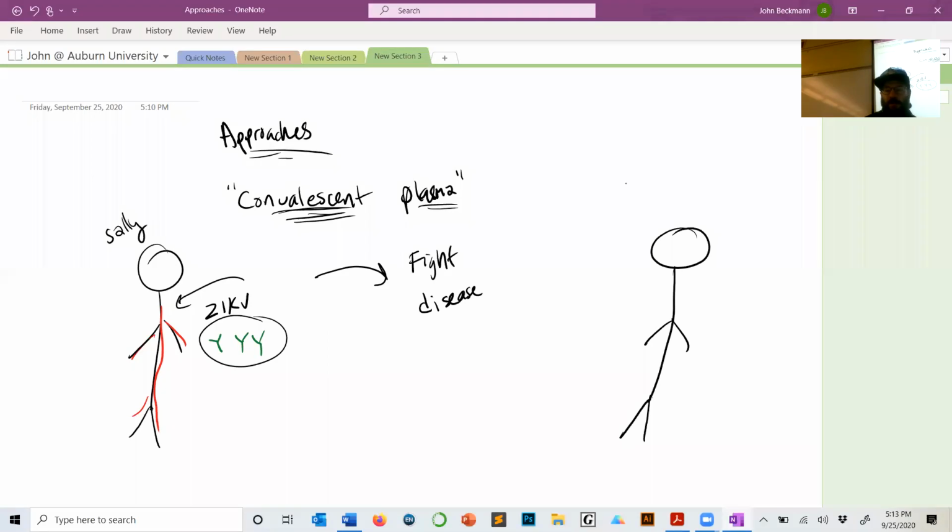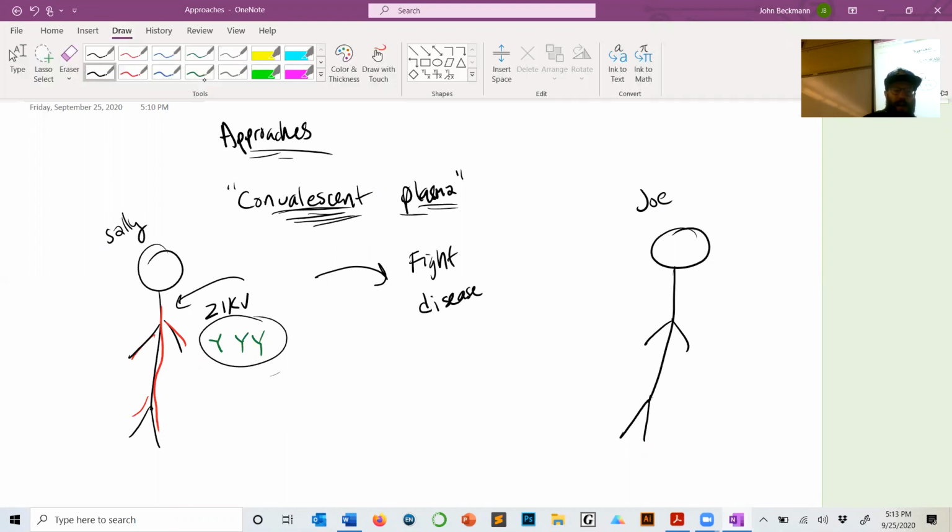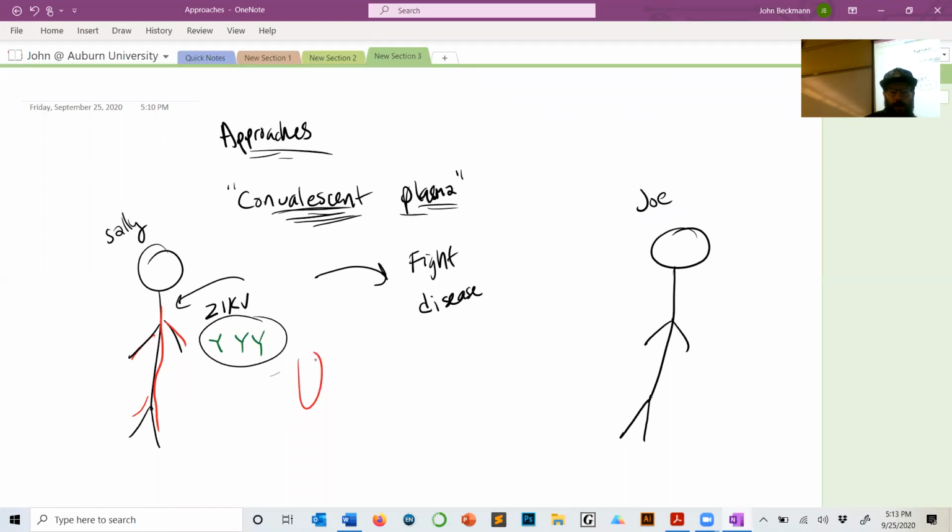So the basic idea of convalescent plasma is, let's say you have Sally and Joe, and Sally got Zika virus long ago. She has these valuable antibodies that can save somebody's life. So a blood bank might take what's called convalescent plasma. That means they extract Sally's blood. They put it in a tube. You can centrifuge it. When you centrifuge it, all the blood cells go to the bottom, and what's left in the supernatant is called the plasma. That plasma has these antibodies, okay?